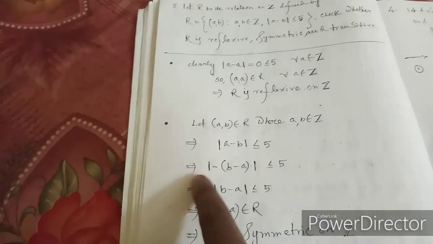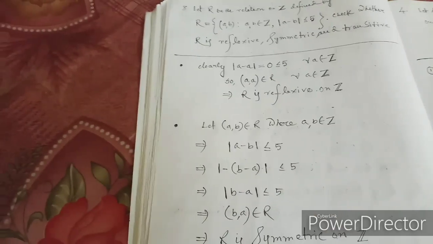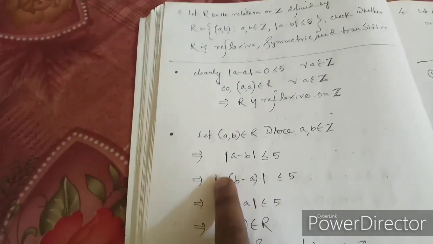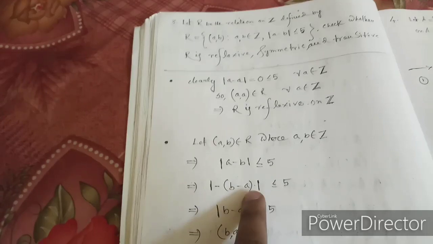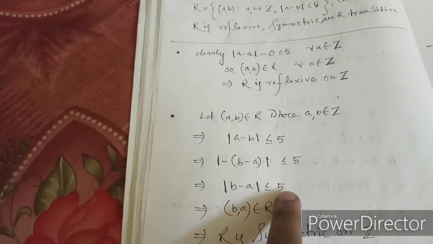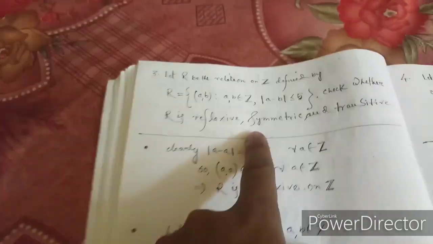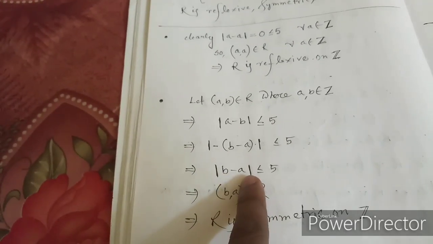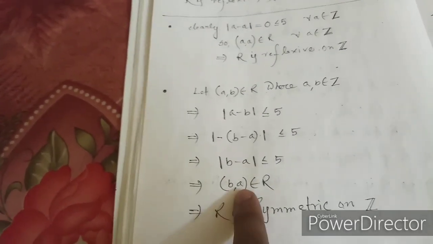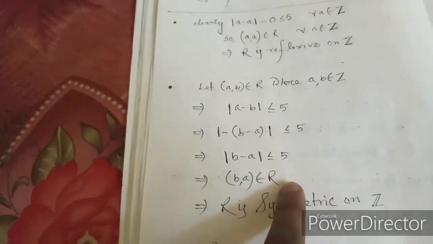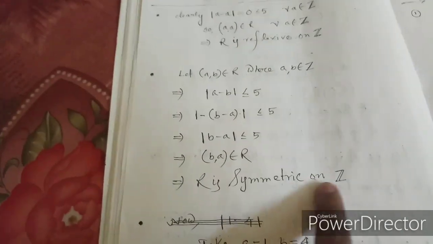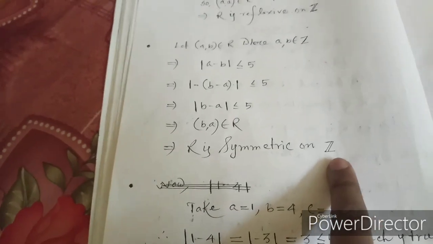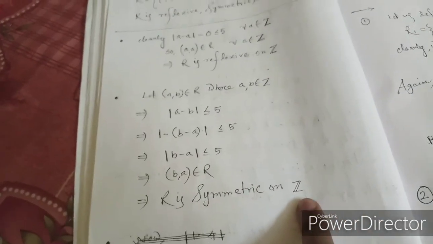The logic is that |-a| equals |a|. So |-(b - a)| is equal to |b - a|, and that is less than or equal to 5. By the definition of the relation R, since |a - b| is less than or equal to 5, (a, b) belongs to R. Here |b - a| is less than or equal to 5, so (b, a) belongs to R. So R is clearly symmetric on Z. So our second part is done.